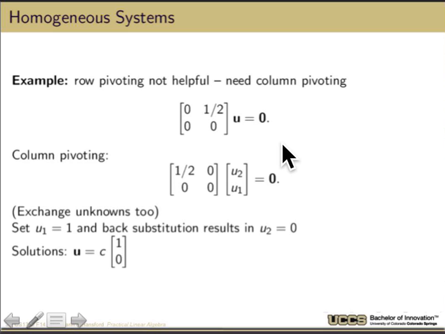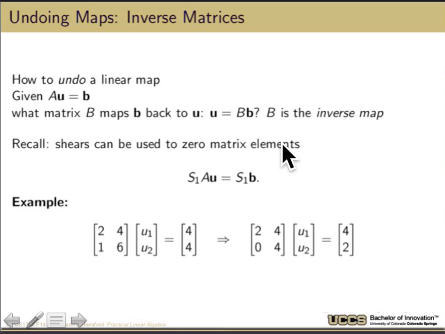Okay, so now if we're going to put all this together, there's some other ways we can look at this. Gaussian elimination is a very important part, but if I want to think about maps in general, I want to think about what it means to solve an equation. If we think about undoing a linear map, given some map AU equals B, we can think of that as mapping U onto B if I'm given U. Or if I'm given B, I'm asking what's the U that I can map. So you can ask the question, what is the matrix B that maps B back to U? I can look at this as U is equal to some matrix B times B. This B is called the inverse map.